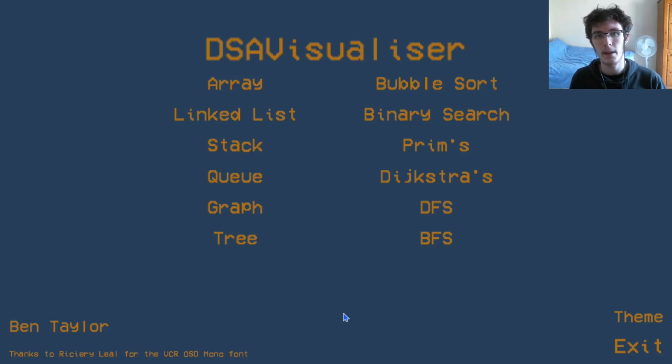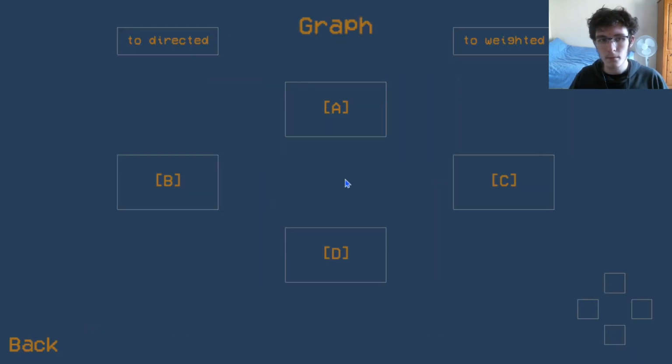Prim's algorithm is a graph algorithm for finding the minimum spanning tree of that graph. But what does that mean? What is a minimum spanning tree? Let's say we have 4 towns or villages or whatever, and currently we don't have any roads between them.